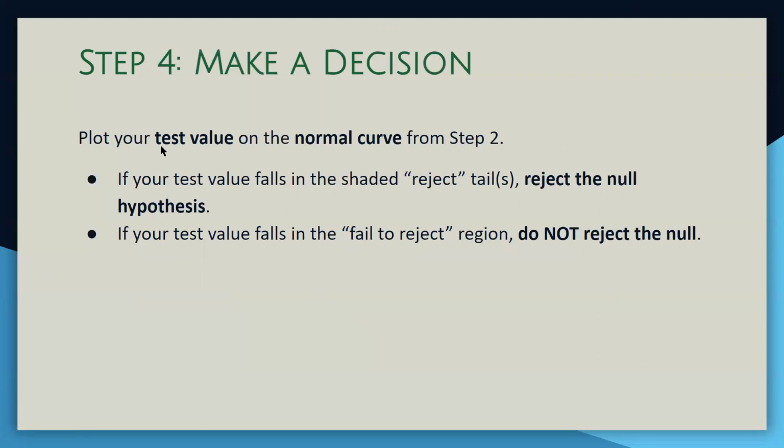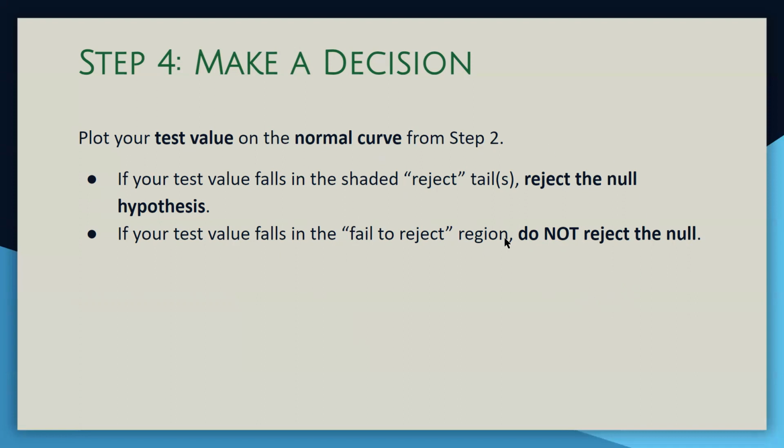Step 4: You plot that test value on the normal curve. If your test value falls in that shaded red reject region, you reject the null. If your test value falls in the non-shaded fail to reject region, you do not reject the null. And that is all step 4 is asking for.